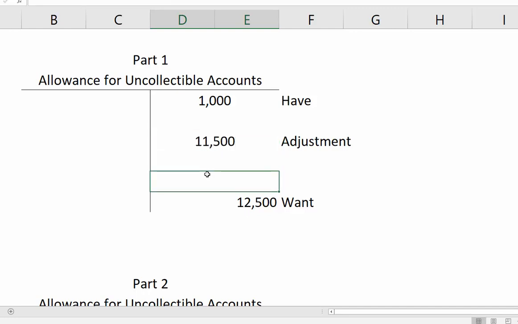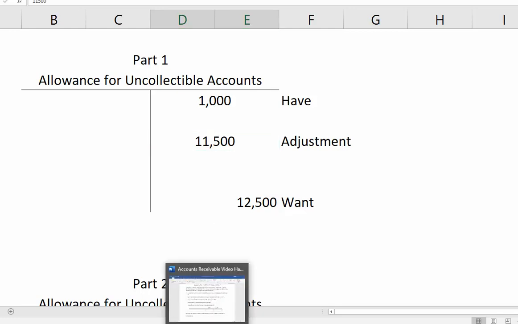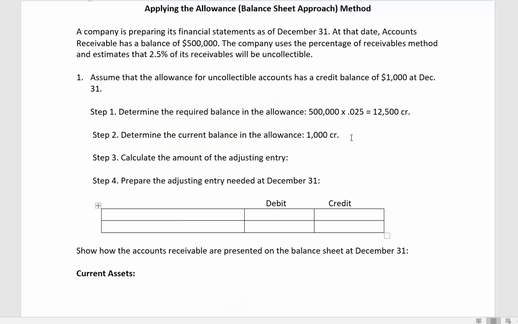Now, if you're not sure, after you figure out the amount, go back and add or subtract and make sure it's going where you want it to go. So we have 1,000. Remember, when you have two amounts on the same side of the T account, you're going to add them. 1,000 plus 11,500 gives us the 12,500 that we want to have at the end of the year. So our adjustment is 11,500. Let's go back here. The amount of the adjusting entry we subtracted, because we had a credit balance. When we have a credit balance, we subtract, and that's why.